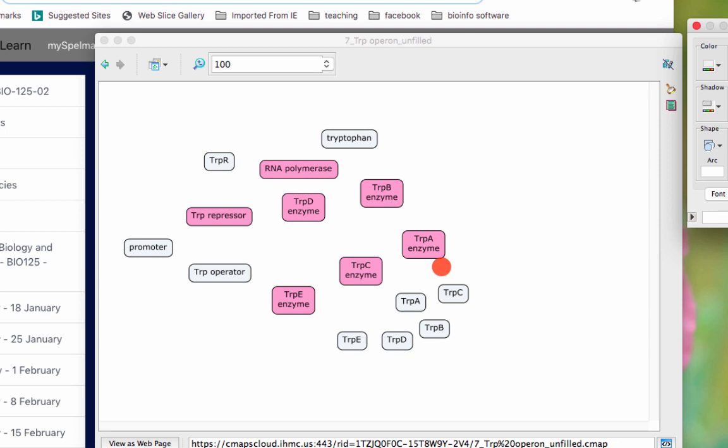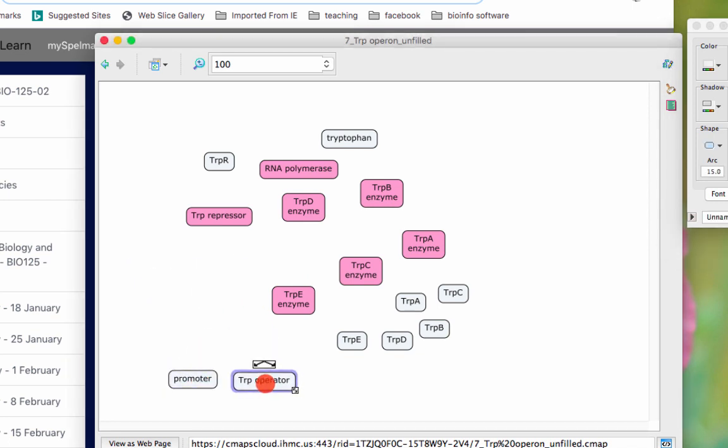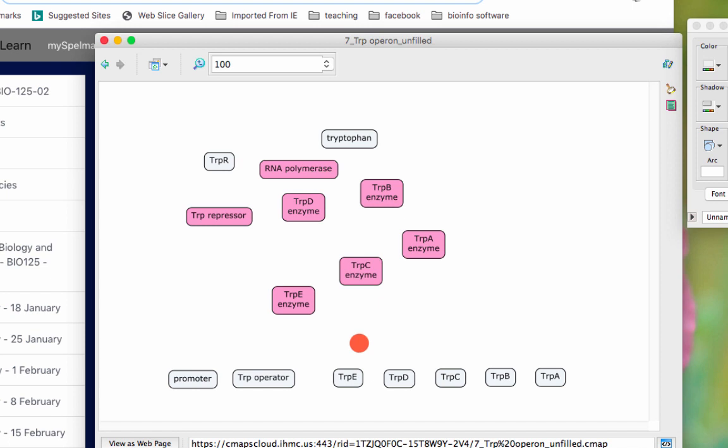So the first thing we're going to do is to connect the DNA elements that make up the trp operon. Those are in gray, starting with the promoter region, followed by the trp operator, and then followed by the coding genes. The promoter, trp operator, and the 5 coding genes are located next to each other on the chromosome. So this forms the trp operon.